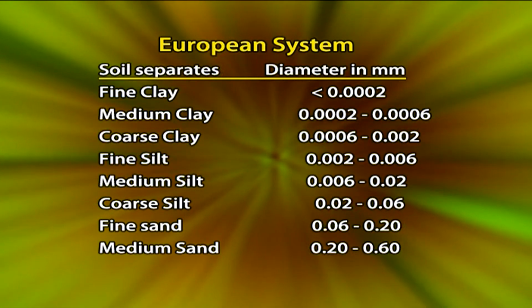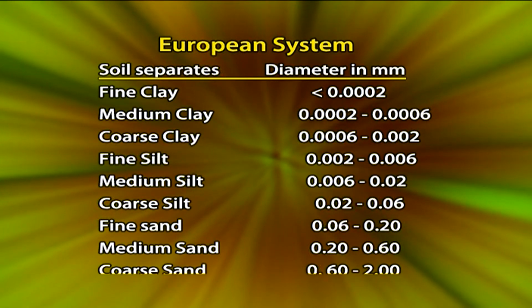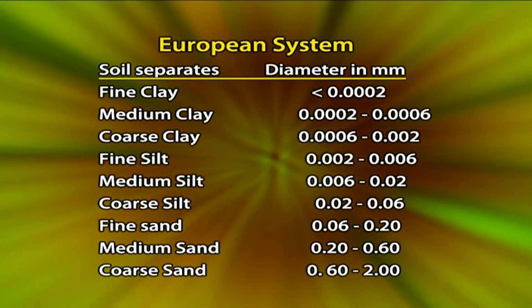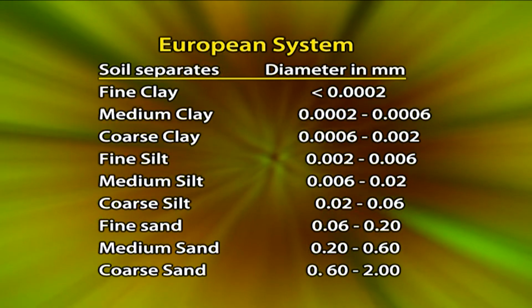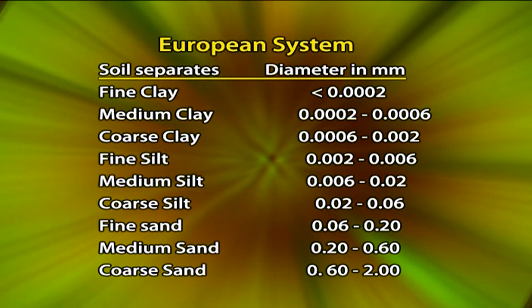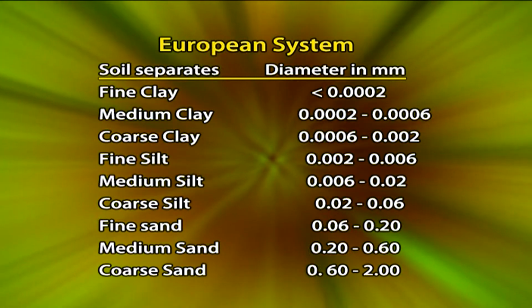Fine sand between 0.06 to 0.20. Medium sand with 0.2 to 0.6 mm diameter, and the coarse sand having a diameter ranging between 0.6 to 2 mm. Larger particles with more than 2 mm diameter are not included in soil textural determination.